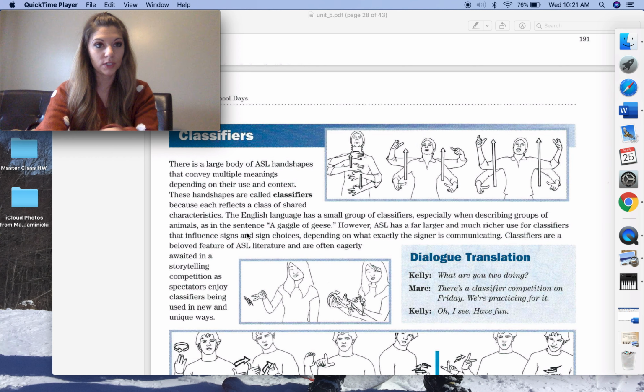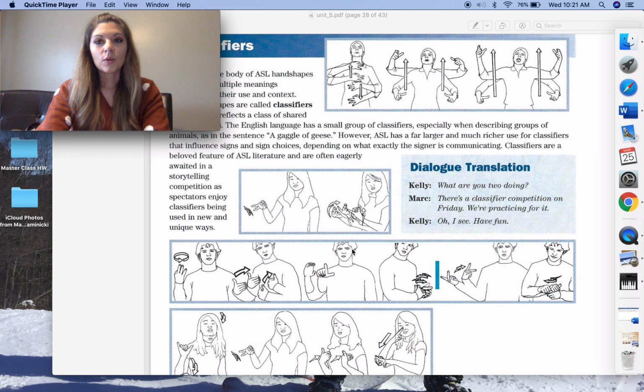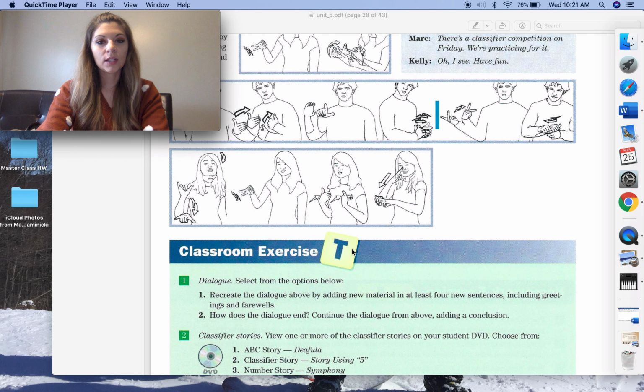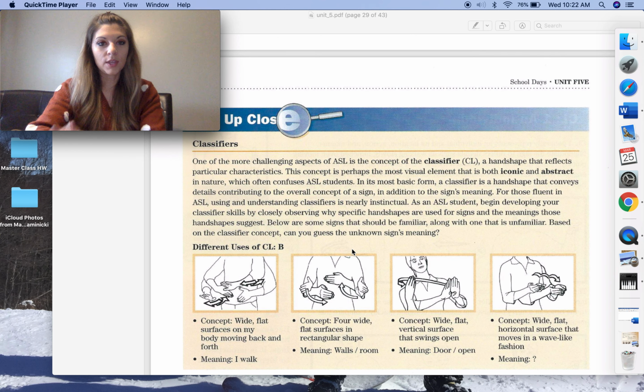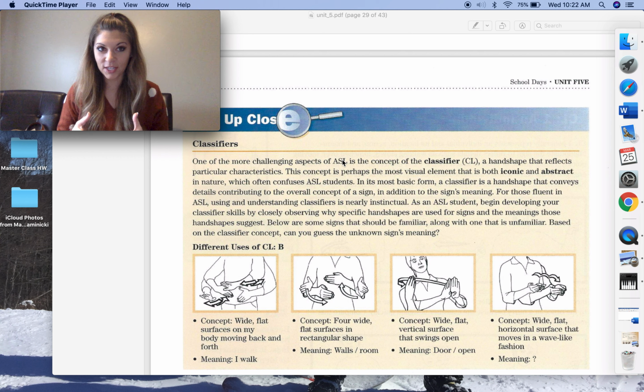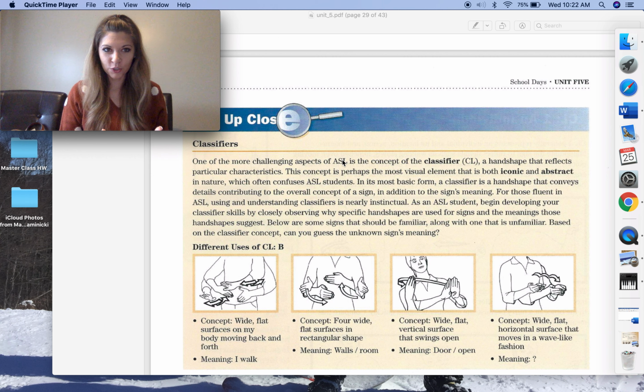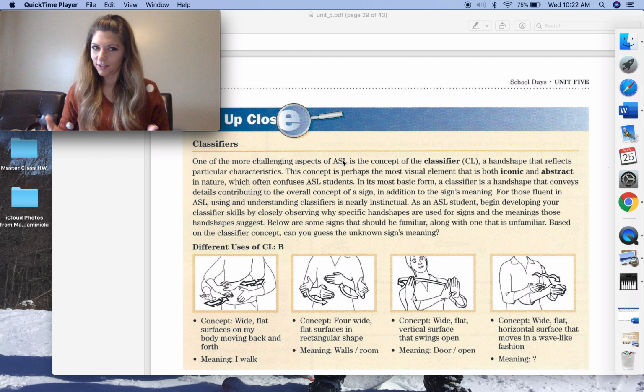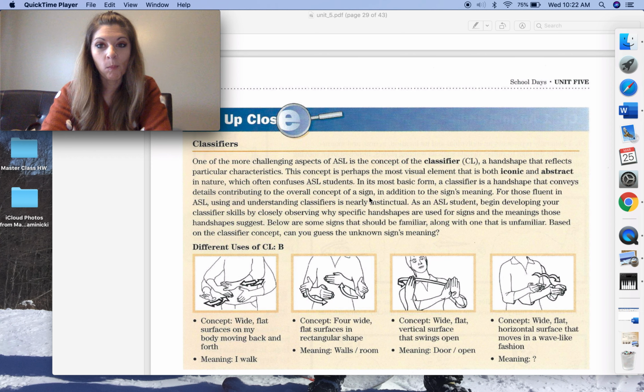Now you can feel free to continue reading this, but what I want you to look at is this. So classifiers, again, one of the more challenging aspects of ASL, again, why I'm voicing this, is the concept of a classifier, a hand shape that reflects a particular characteristic. This concept is perhaps the most visual element that is both iconic and abstract in nature, which confuses ASL students, which makes sense, because how can something be iconic and hold visual meaning but also be abstract? So we'll get there, and you will see why.